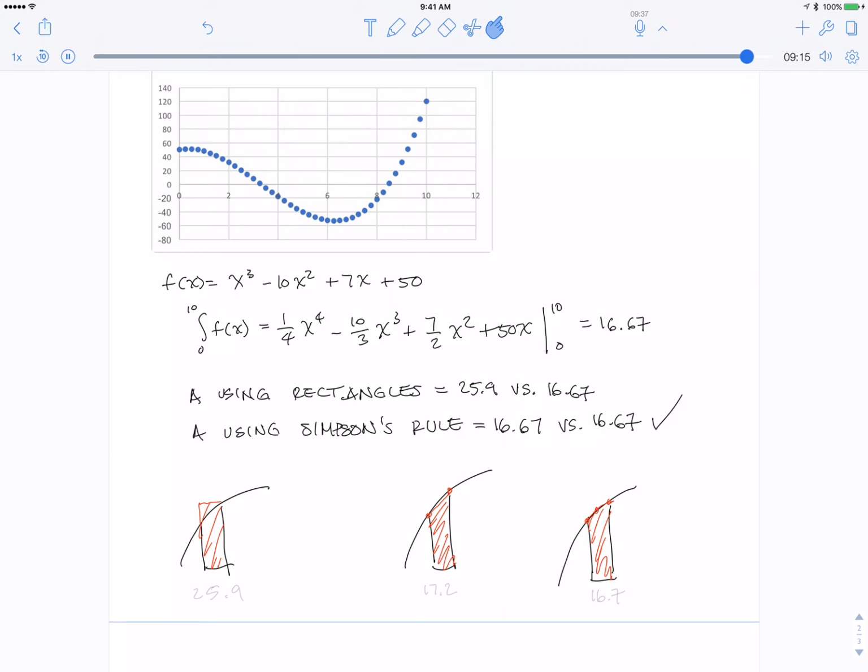And obviously the more complicated the curve, usually the better the results. And so this said 25.9. This one, the integral, came out to 17.2, and this integral, it came out to 16.7. Now, you can make any of these be very accurate by just taking a very small delta x. Okay, that's all for now, and I'll go ahead and post these.